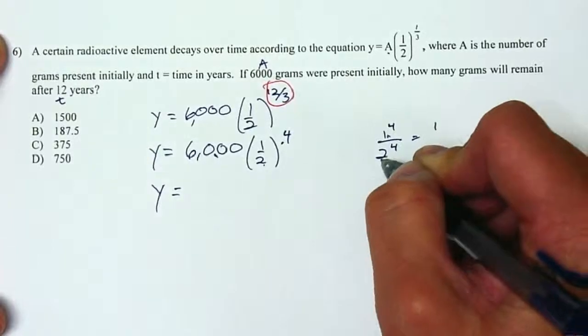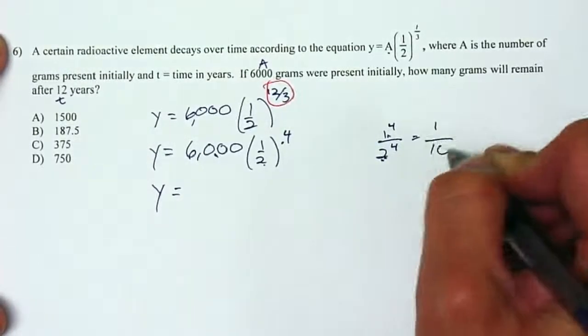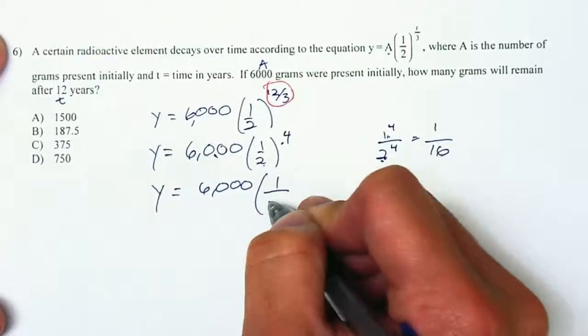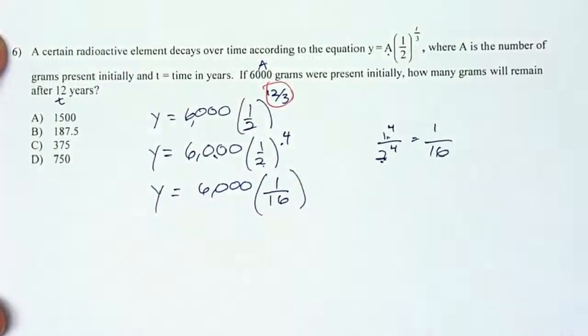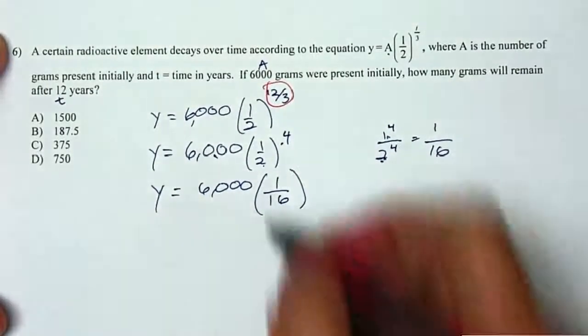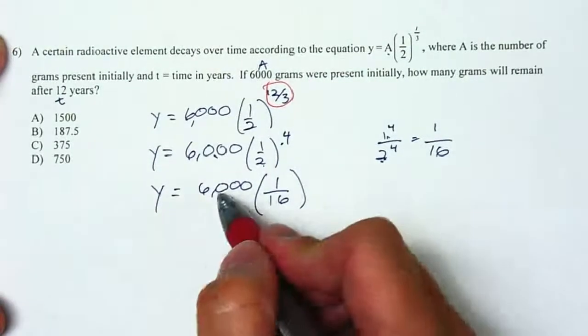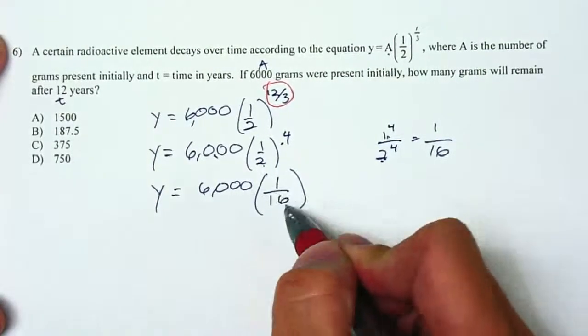2 times 2 is 4 times 2 is 8 times 2 is 16. So this is replaced with 1 over 16. And now it's just multiplication that's left. And remember, when you're multiplying by a fraction, you can just think multiply the top, divide by the bottom. So this is really 6,000 divided by 16.